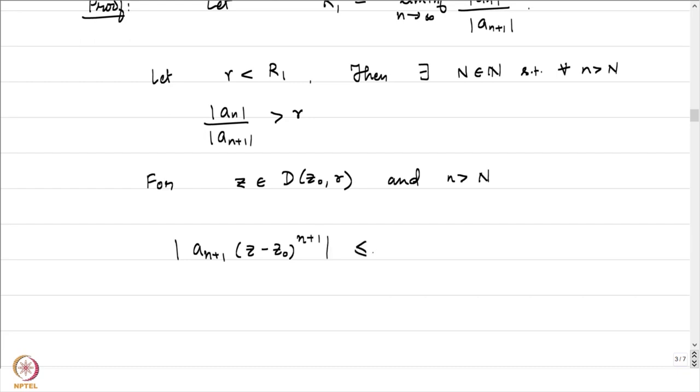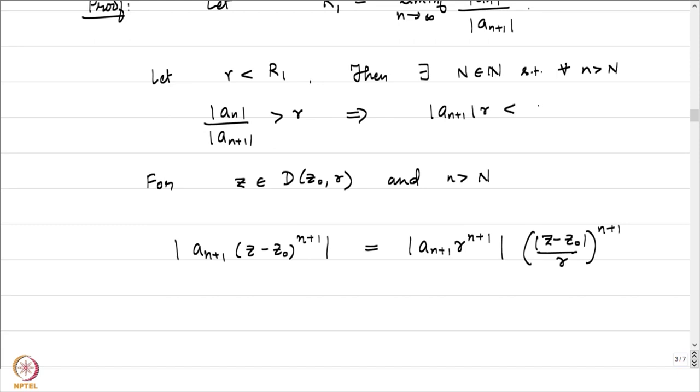This is less than or equal to |a_{n+1}| times r^{n+1} times |z minus z_0| by r to the power n plus 1. This is precisely the meaning of, in fact, I have not done anything. So, this is actually equal to the same number. The inequality will come from here next. This actually tells us that |a_{n+1}| times r is less than |a_n|.